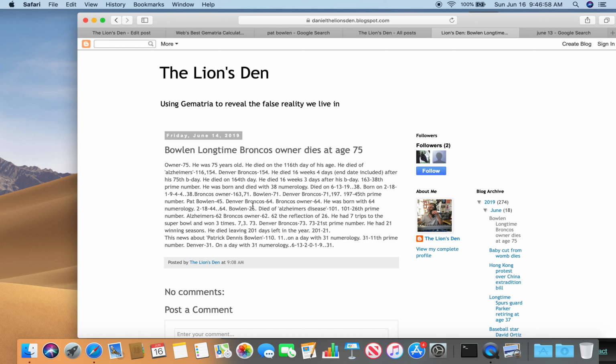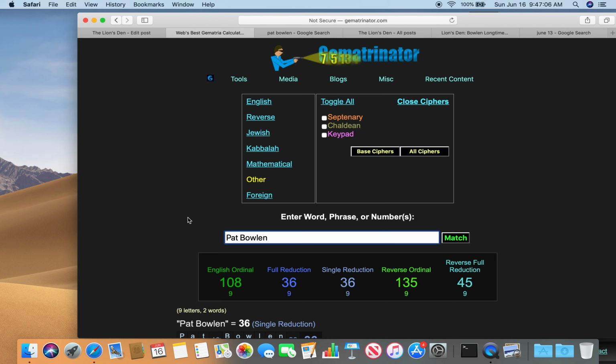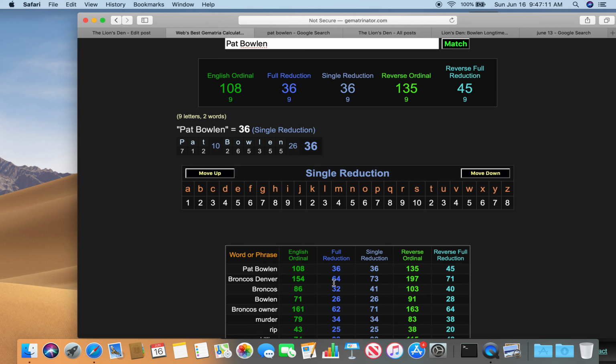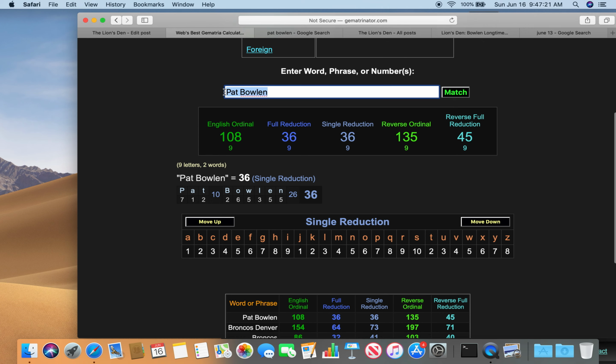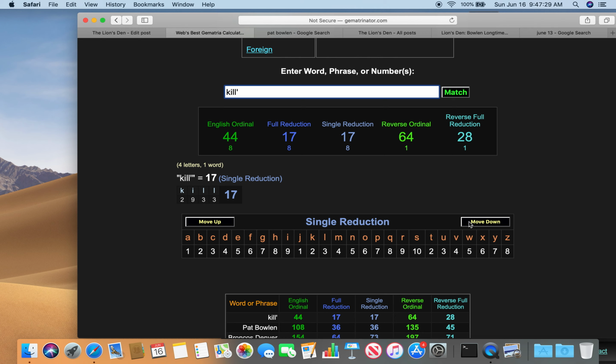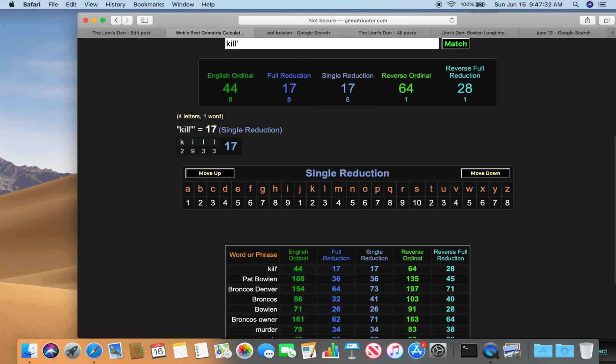What else? Denver Broncos equals 64. Broncos owner, 64. So if you look here, Denver Broncos 64, Broncos owner 64. 64, a kill number as well. Kill 64. He was born in 44. Also, Bowlen equals 28. Kill is 28.